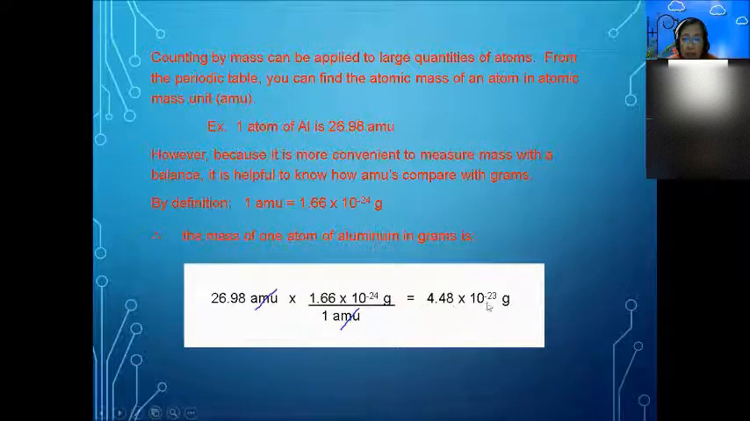Okay? Times 10 to the negative 23. Yan yung actual mass ng isang atom of aluminum. You get that? Okay, so let's continue.